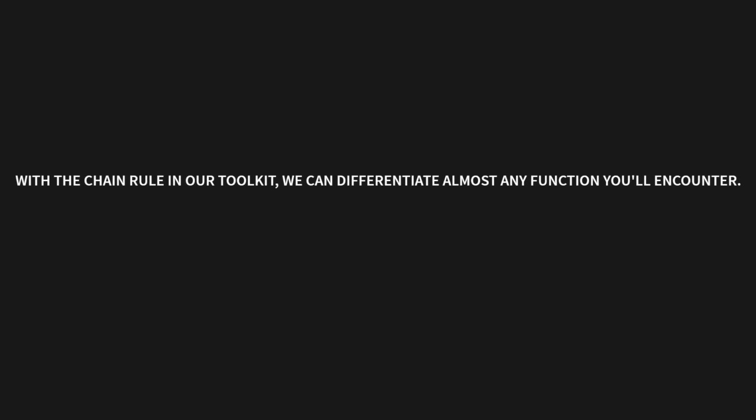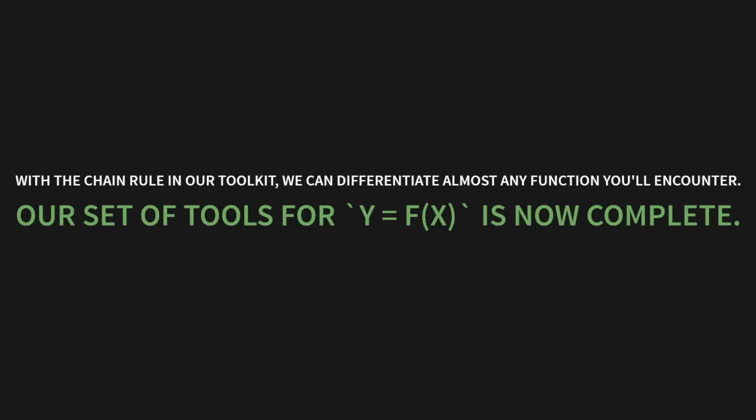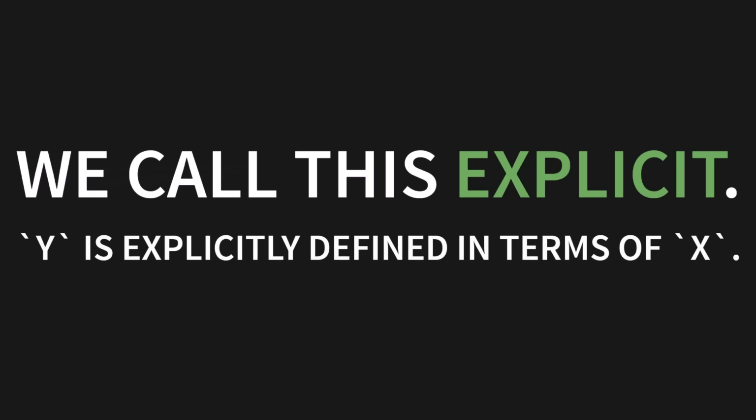With the chain rule in our toolkit, we can differentiate almost any function you'll encounter. Our set of tools for y equals f of x is now complete. So far, we've been dealing with functions that are really, well, nicely behaved. We call this explicit. Y is explicitly defined in terms of x. It's pretty easy. You've got things like y equals x squared, or maybe y equals sine of x divided by e to the x. You can always get y on one side and all the x stuff on the other.